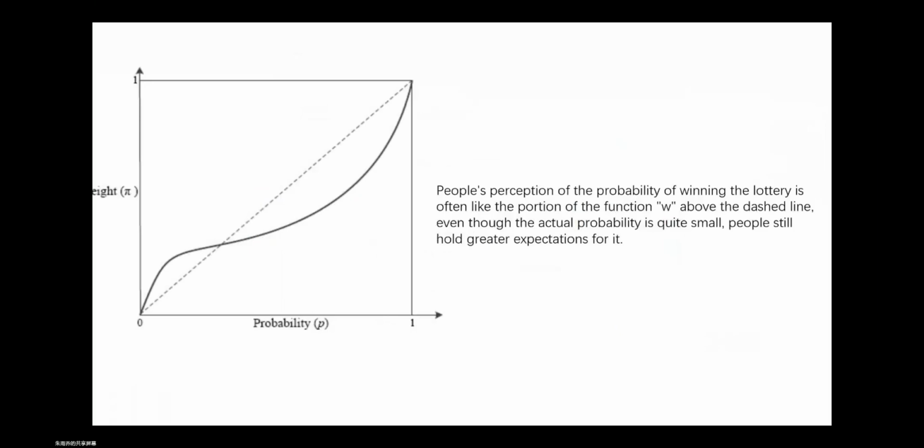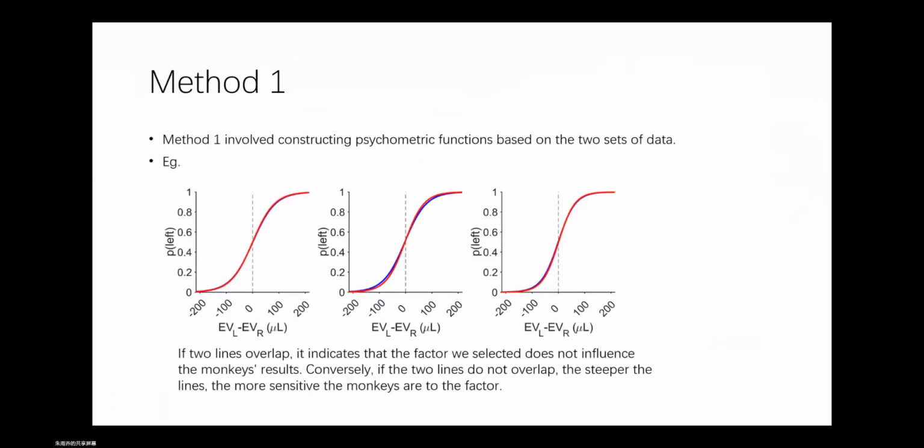And we mainly adopt two methods to reanalyze the gathered data. Method 1 involved constructing psychometric functions based on the two sets of data. Specifically, we examine the selection of the left gamble as a function of the difference in expected value between the left and right gambles.